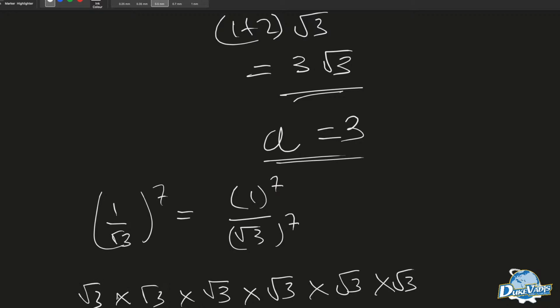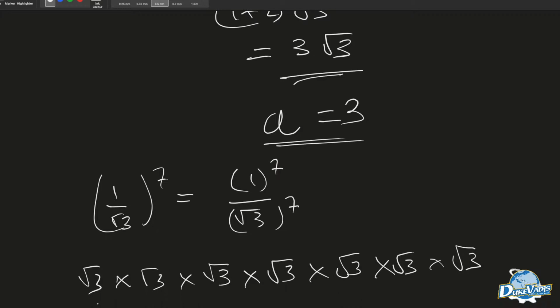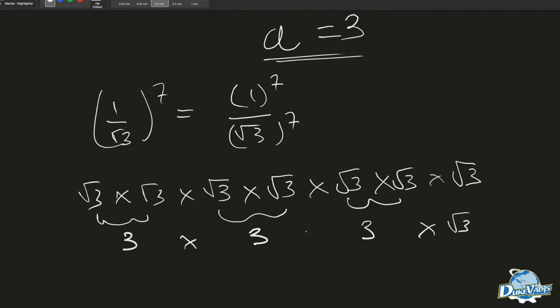So how many do we have? 1, 2, 3, 4, 5, 6. We need a 7th one. So if that is the case, we can multiply these. This one will give us 3, multiplying this one will give us 3, and multiplying this one will give us 3 times root 3. So in effect, 3, 9, 27. So 27 root 3 becomes the answer.